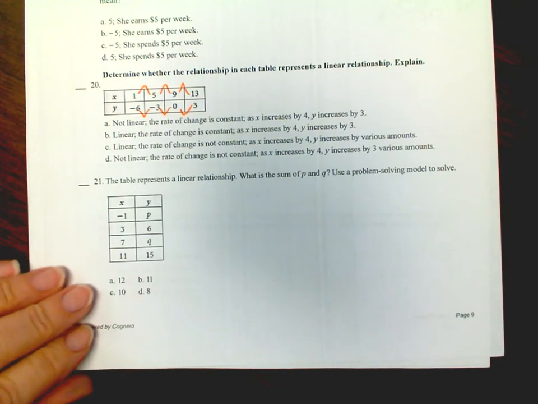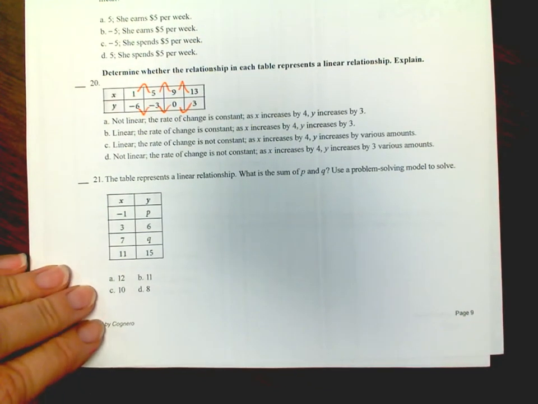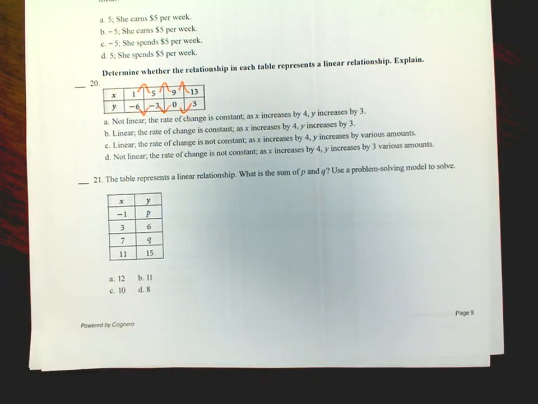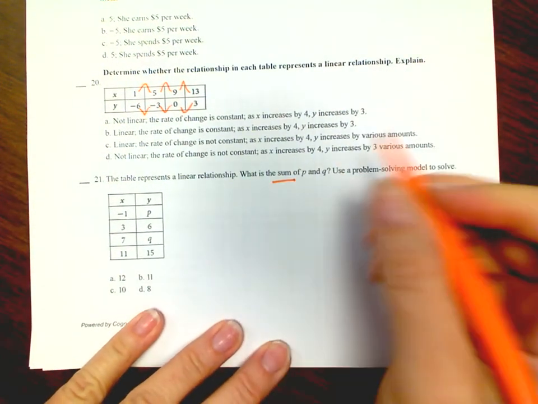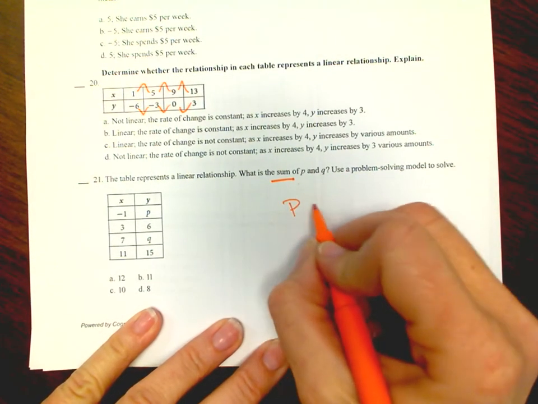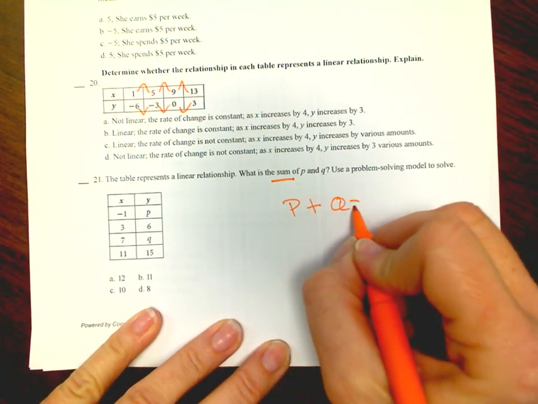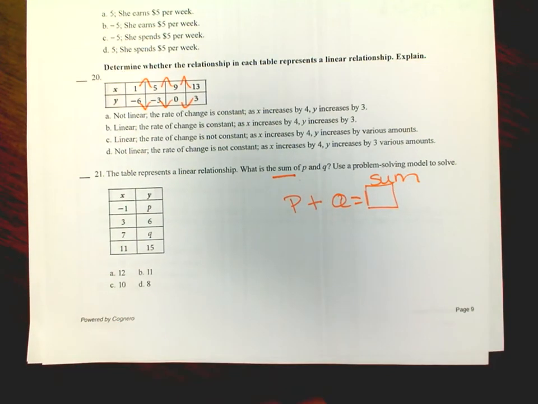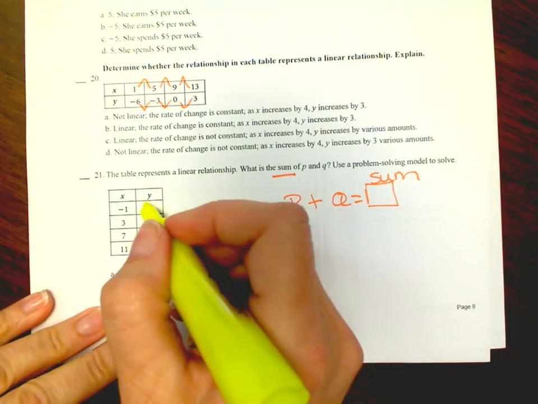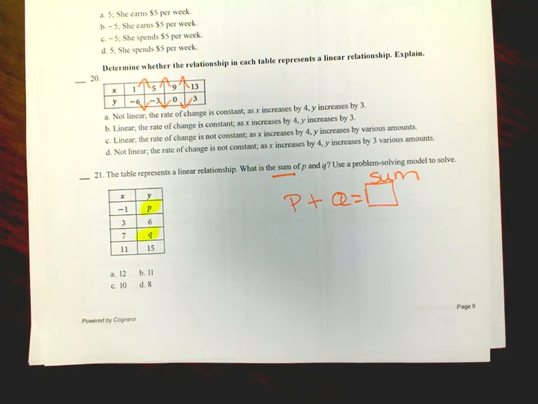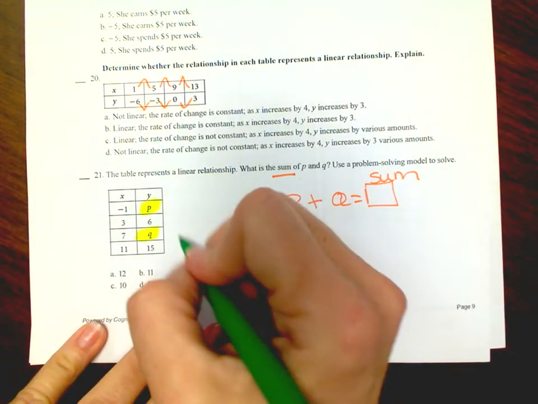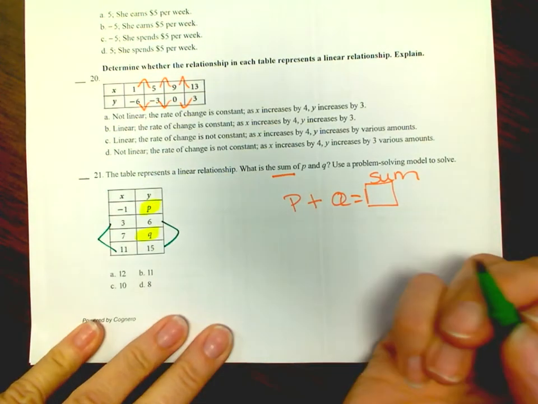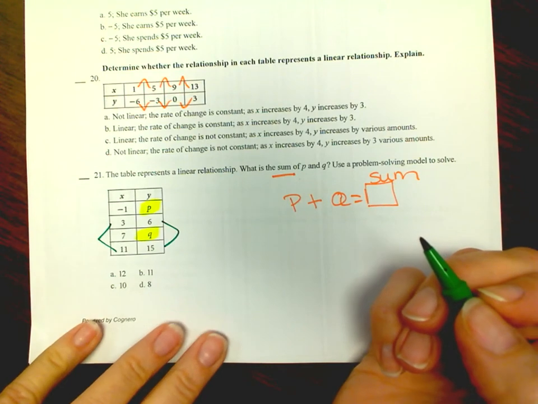Number 21. The table represents a linear relationship. What is the sum of P and Q? Use problem solving. P plus Q equals your sum. You have to find what is P and what is Q. So, find your rate of change. This one's hard, so I'm going to help you through it.